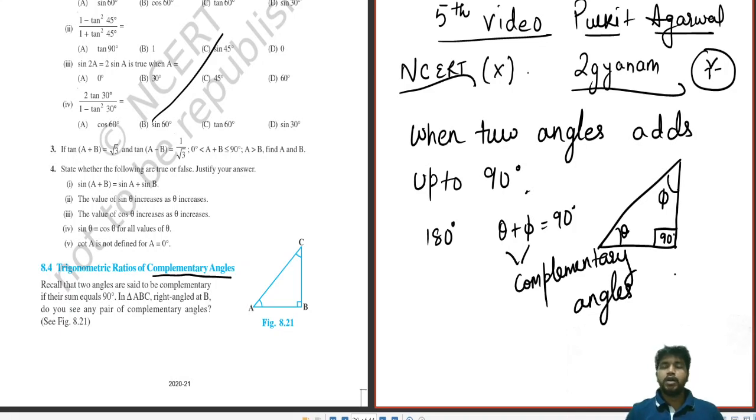So why are we studying complementary angles over here? We'll look into this matter. Let's have a watch over here. According to this equation, you can write phi as 90 degrees minus theta. So these two both add up to 90 degrees. Why are we using the concept of complementary angles in the trigonometry area?